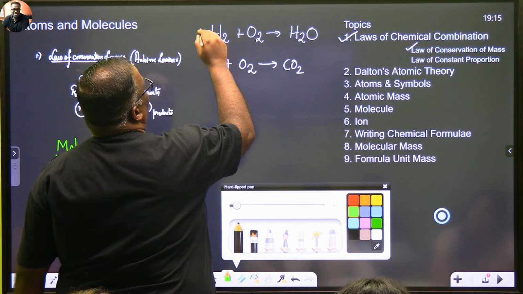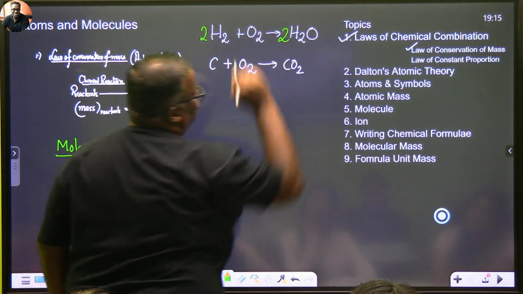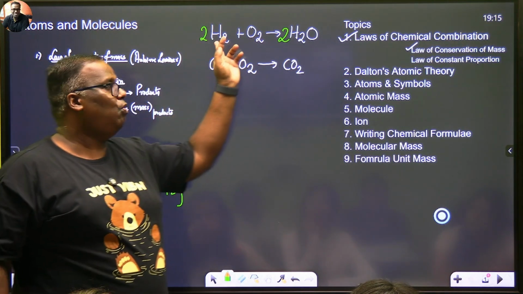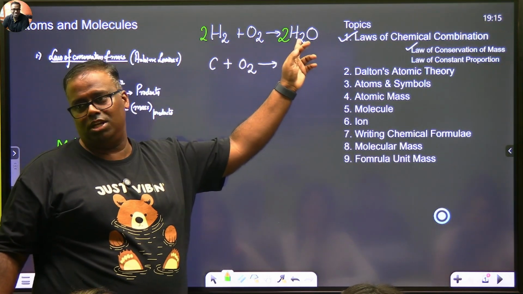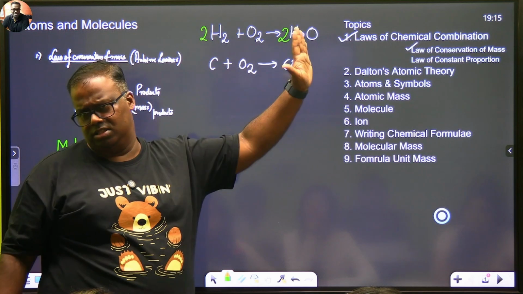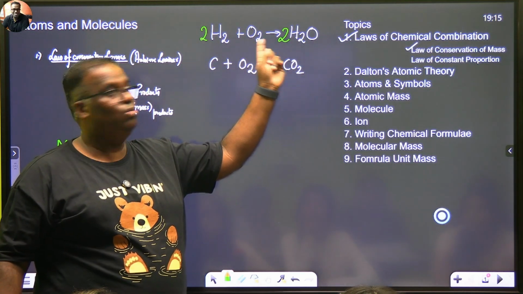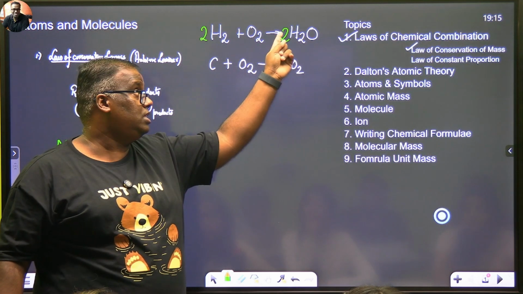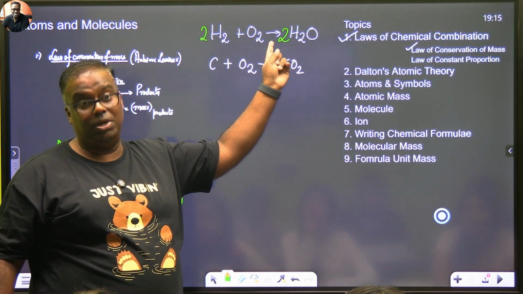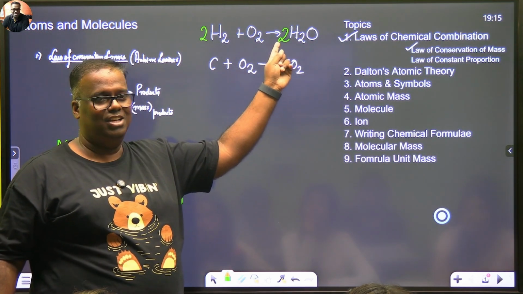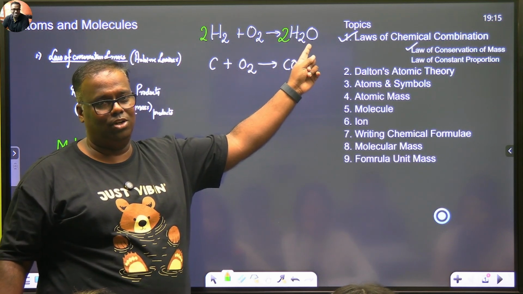So we say 2H2 plus O2 gives 2H2O. Now just see, 4 atoms of hydrogen on this side. How many atoms of hydrogen on the other side? 4 atoms, balanced. Hydrogen is not creating any disturbance. How many oxygen this side? 2. How many oxygen this side? 2. This is like a paternal property, it goes to the son as well as to the daughter.